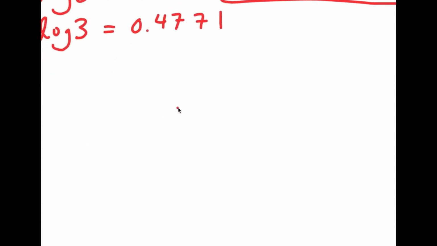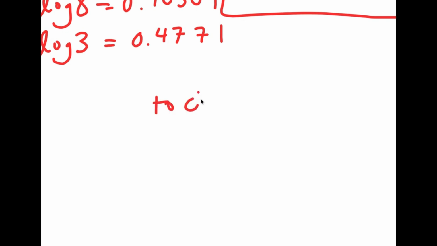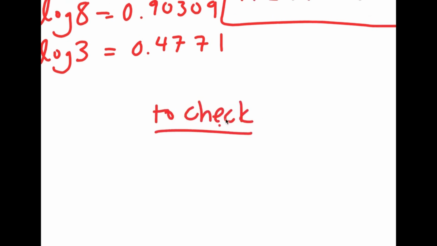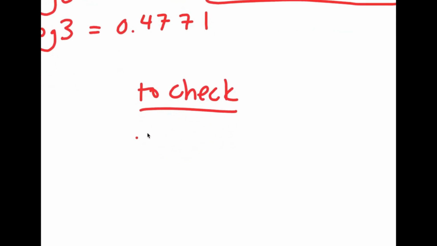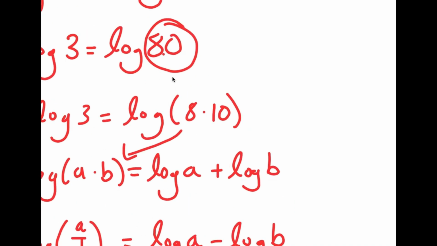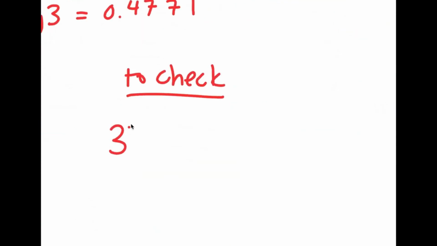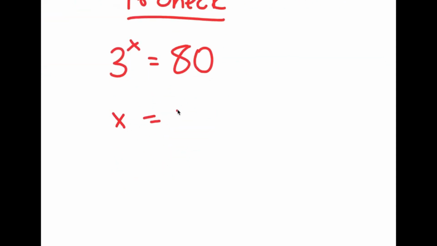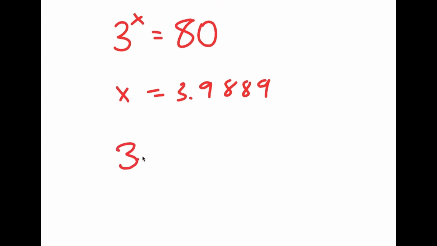Now, the only thing left to do is to check if my solution here is correct. So the original equation was right here, 3 to the power of x is equal to 80. And my solution is x is equal to 3.9889. So if I plug this in for x into my original equation, I get 3 to the power of 3.9889 is equal to 80.